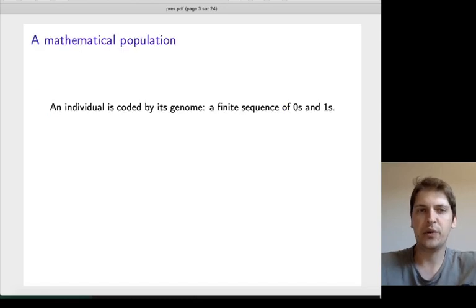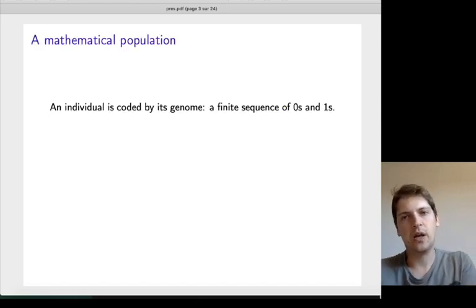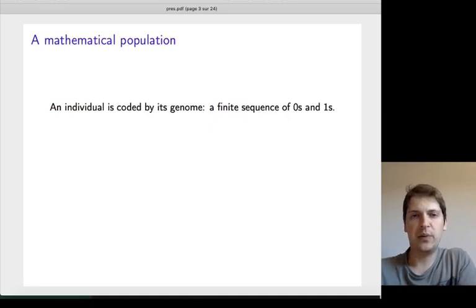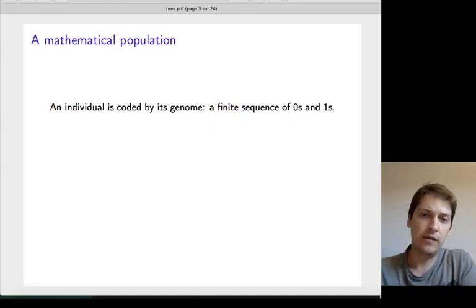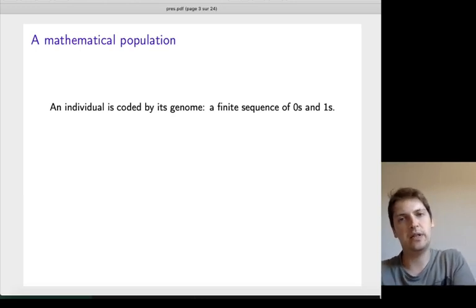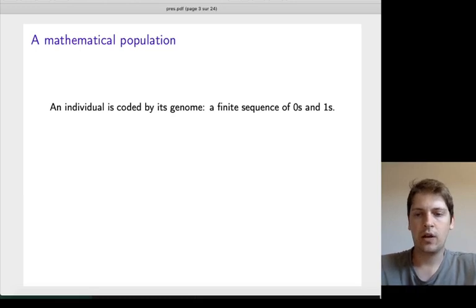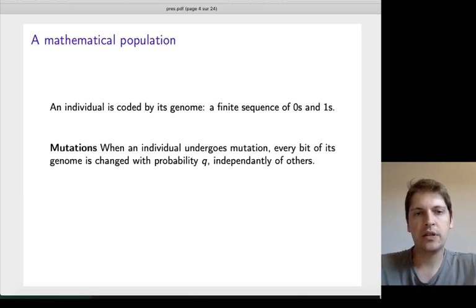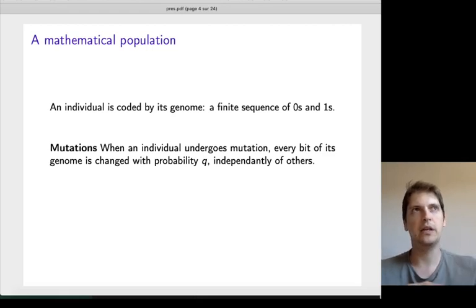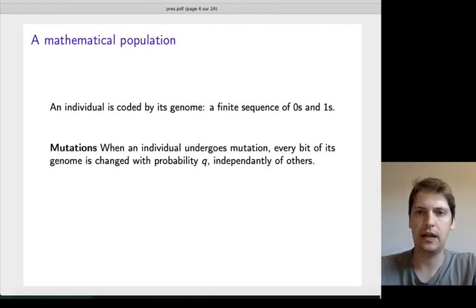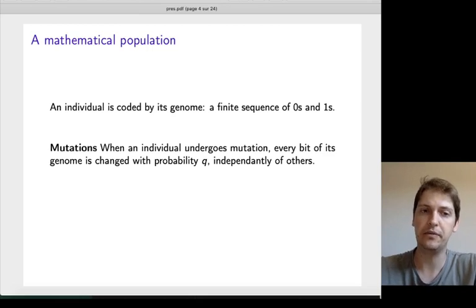So what we need is a population made up of individuals. We'll consider here only a genotypic model, which means that the behavior of an individual will be entirely determined by its DNA, which is a finite sequence of zeros and ones. What we need is mutations. We say that when an individual must undergo mutation, all the bits of its genome will be randomly changed with small probability q, independently of the others. I think of the genome as a big chain: the length L will go to infinity, and the probability of mutation will go to 0.